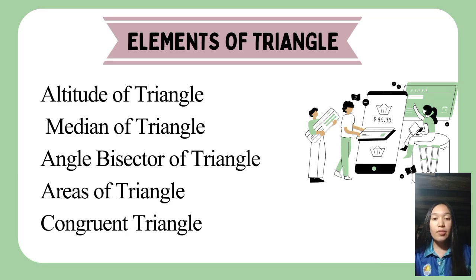So congruent triangles. So congruent triangles have identical shape and size. All corresponding sides and angles are equal. So they can be proven using criteria like SSS, SAS, or ASA.